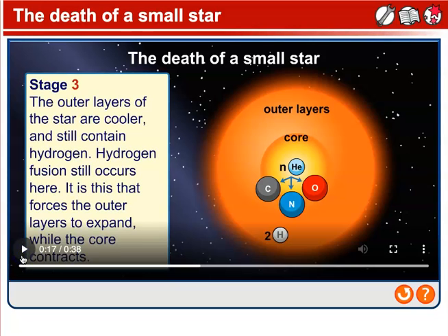Stage 3. The outer layers of the star are cooled and still contain hydrogen. Hydrogen fusion still occurs here. This is what causes the outer layers to expand while the core contracts.